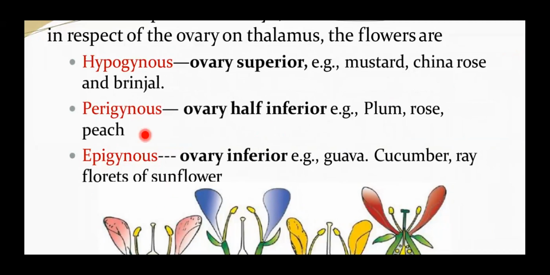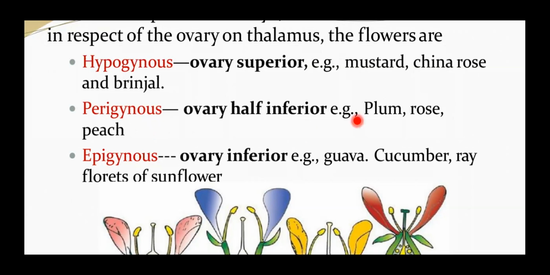Similarly, we have perigynous flower. So what is perigynous flower? If the gynoecium is situated in the center and the other parts of the flower are located on the rim of the thalamus, almost at the similar level, then the flower is said to be perigynous. Example is plum, rose, peach.